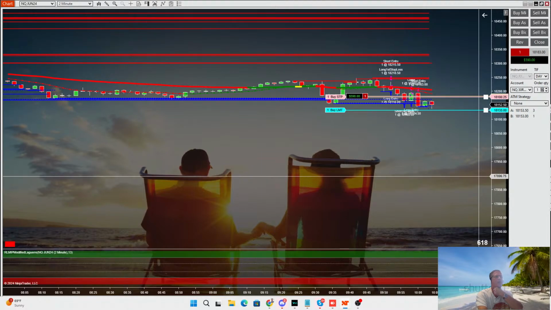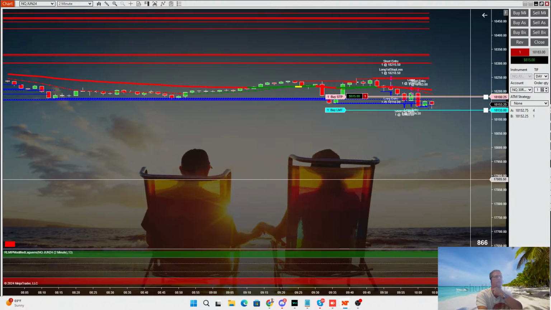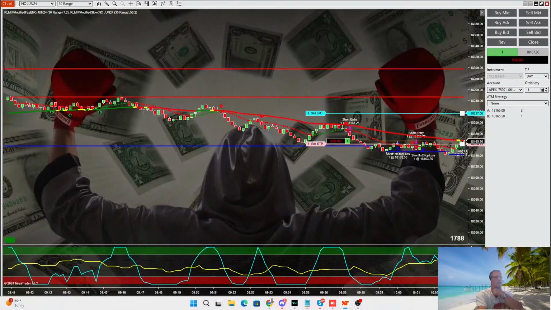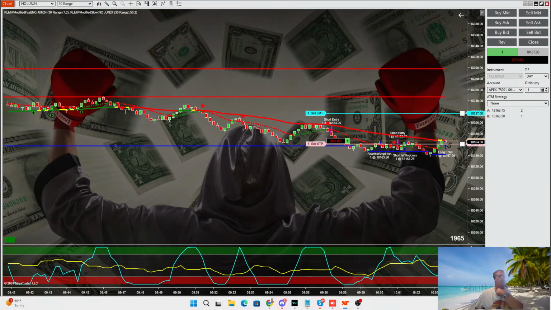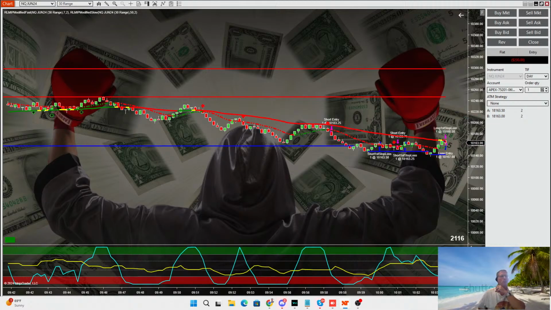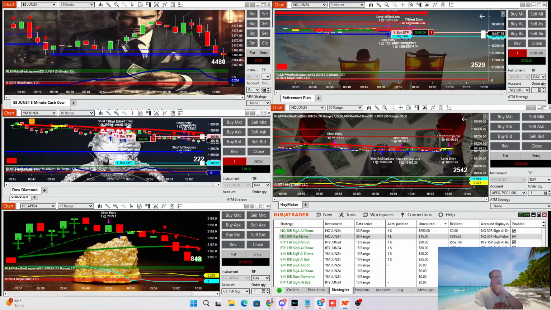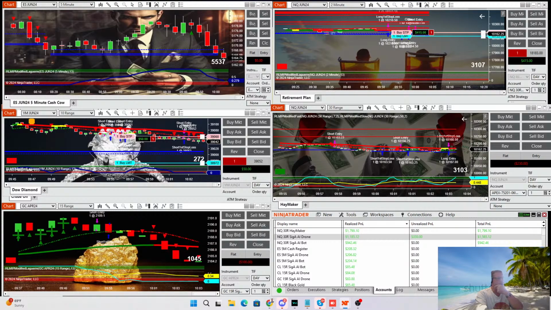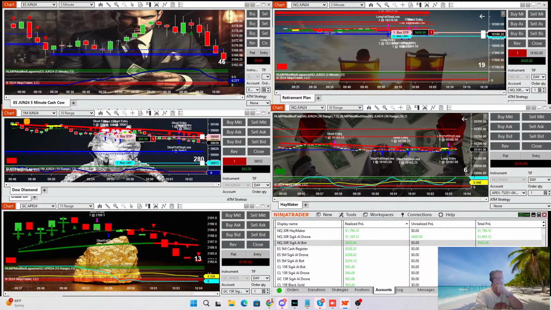A big area of support there. Dirty range took that entry long. Unsuccessfully. Dirty range, signal A.